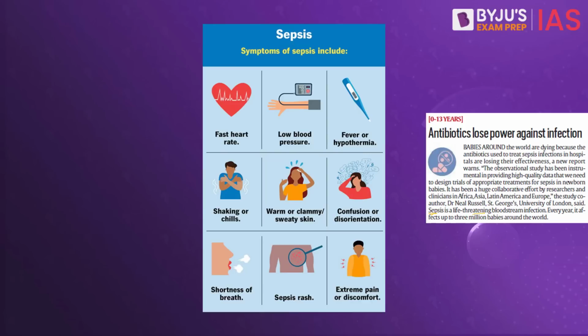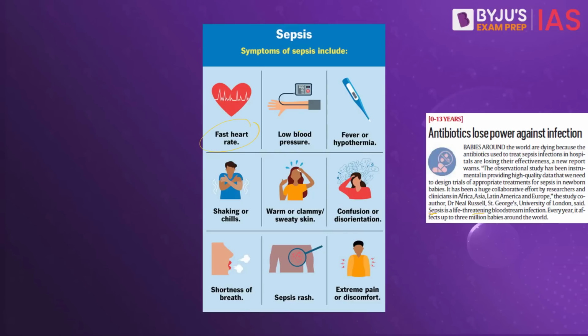So basically, it is a life-threatening condition that arises when the body's response to the infection causes injury to our own tissues as well as other organs. What are the symptoms? When the body starts attacking our own tissues and cells, this can result in fever, increased heart rate, confusion, and so on and so forth.